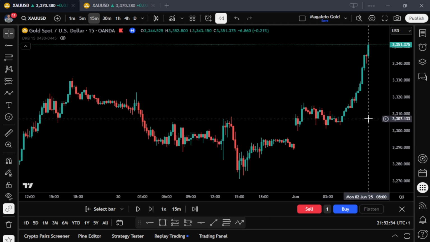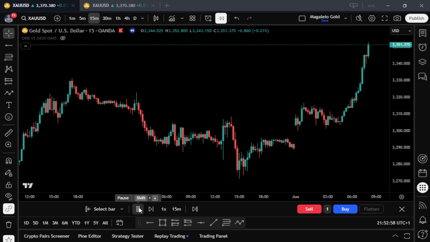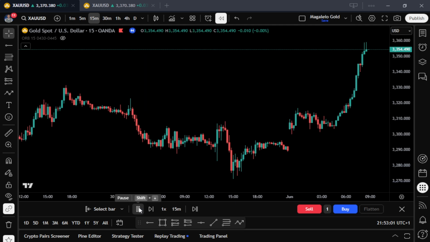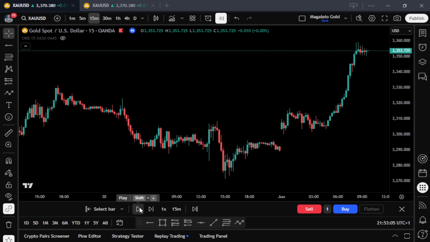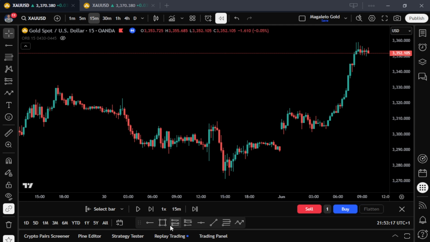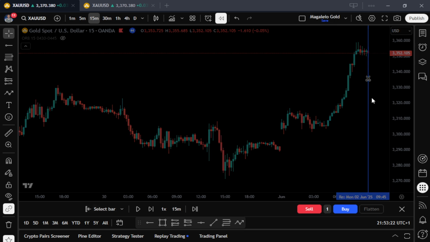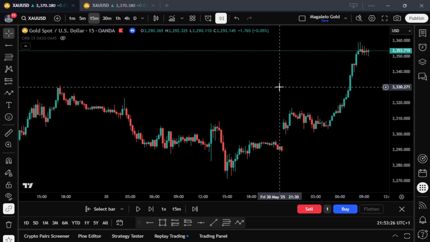This 8 o'clock, this is the start of the London session. Remember, guys, 9:30 a.m., right? That's what we're looking for. This is the 9:30 to 9:45 candle, guys. Good. This candle right here is a 9:30 to 9:45 candle.